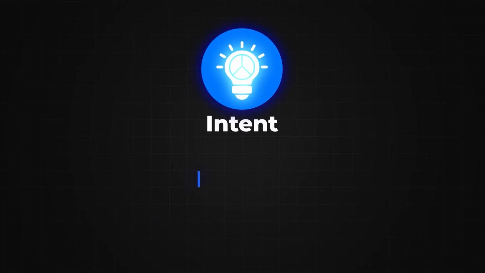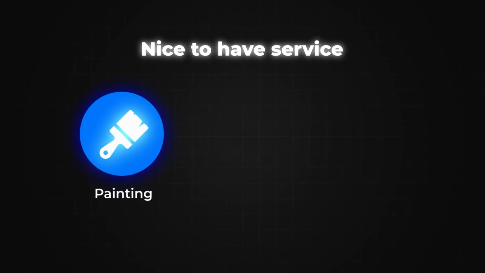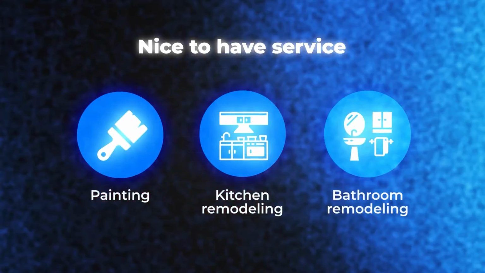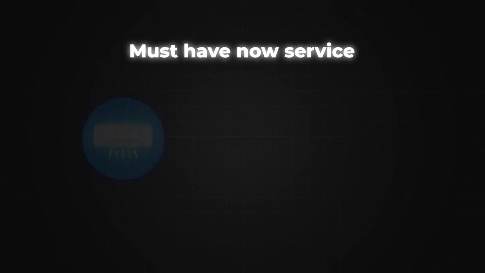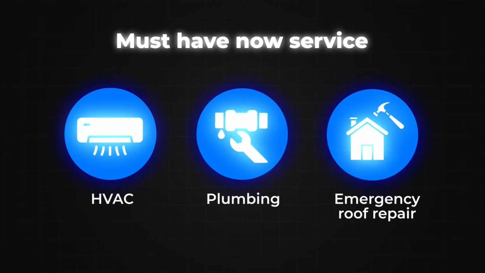Ask yourself, are you offering a nice to have service or a must have now service? A nice to have service might be something like painting, kitchen remodeling, bathroom remodeling, while a must have now service is like HVAC, plumbing, emergency roof repair. When people need these must have services, they need them immediately. So which category does your business fall into? Knowing this will determine how you allocate your budget. To which platform should most of your money be spent?